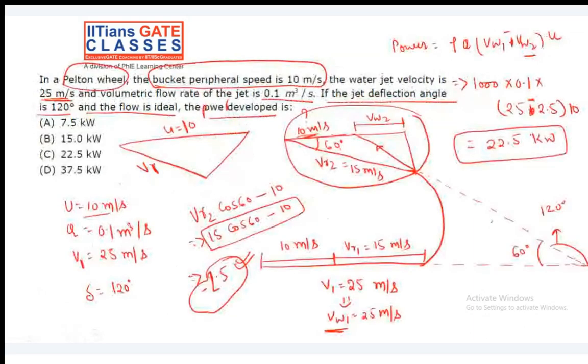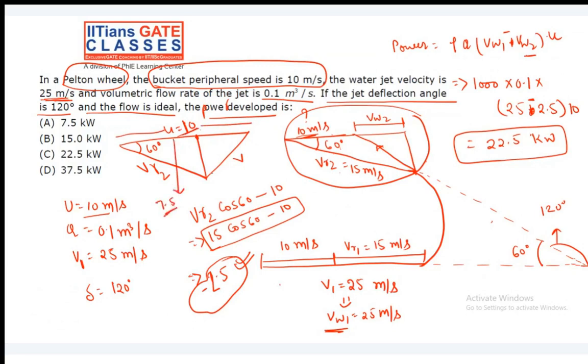This is vr2, this is v, and then this is u. Now you can see that this vr2 cos 60 is less than the u value. Why? Because u is 10 and vr2 cos 60 is 7.5.